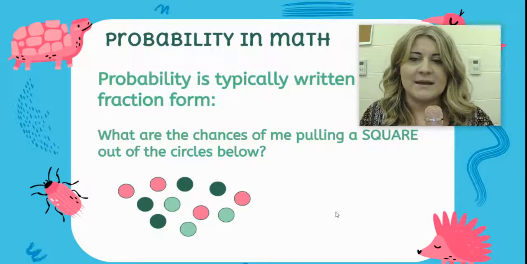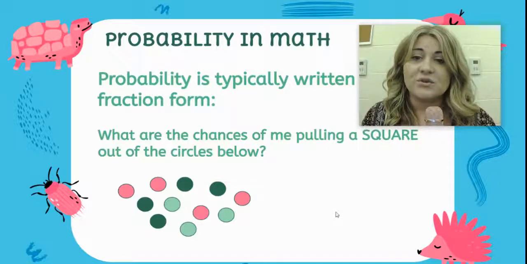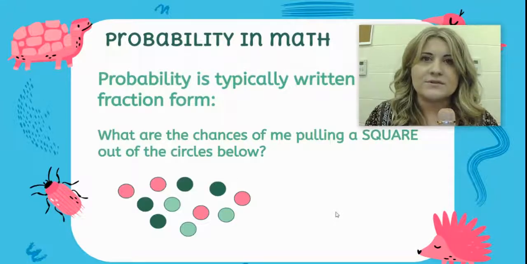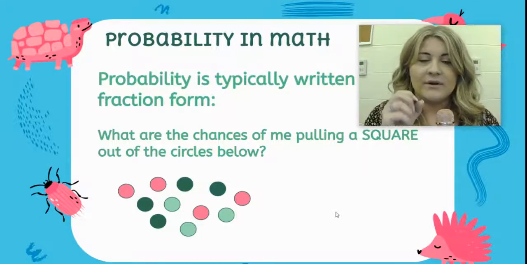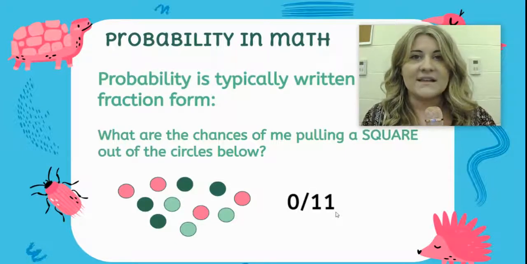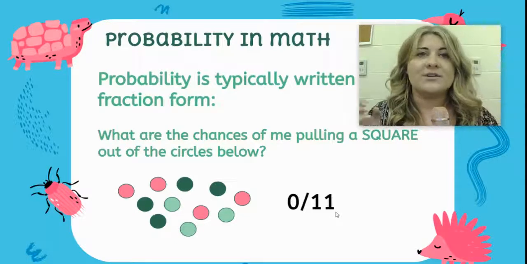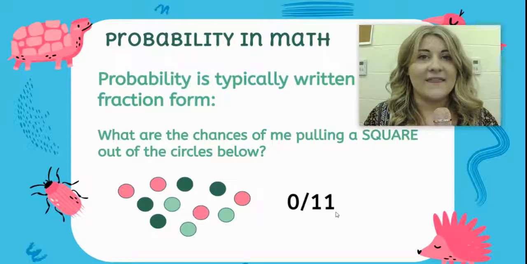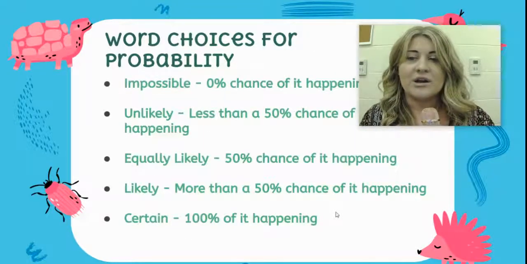Next, we have this same example, but the question changed. The question now says, what are the chances of me pulling a square out of the circles below? As you look at this group of circles, you can see clearly there are no squares. So our probability of pulling a square out is 0 out of 11 because there are no squares. It's impossible for me to pull a square out of this bag of circles because there are no squares. So if it is 0 out of 11, that means it's impossible. It cannot happen.